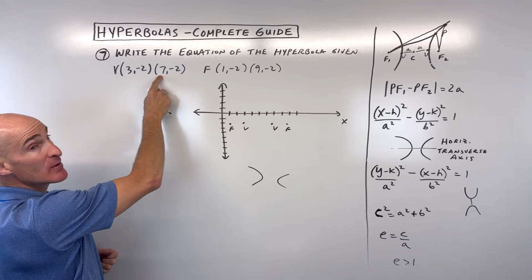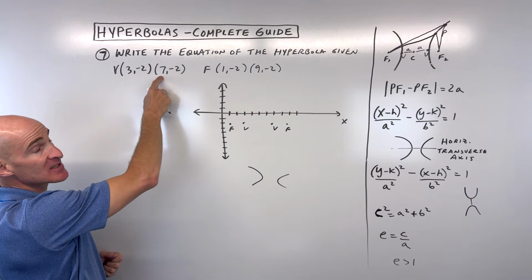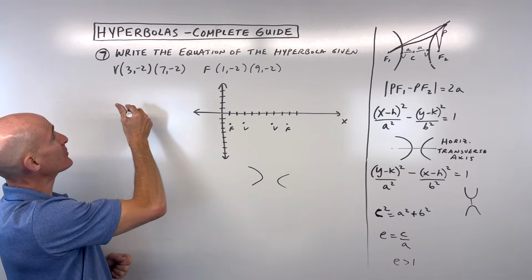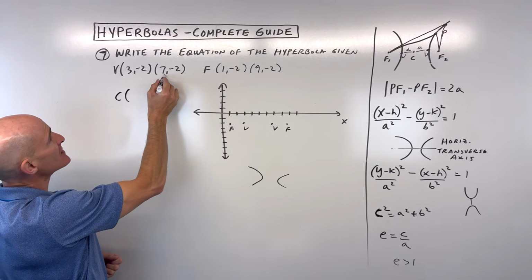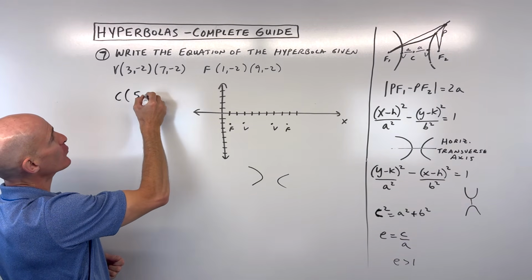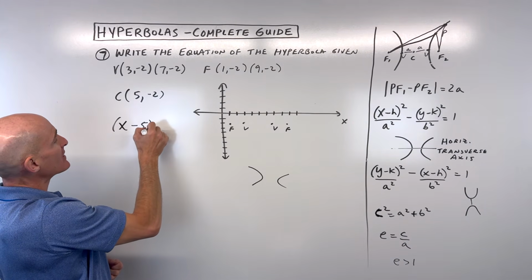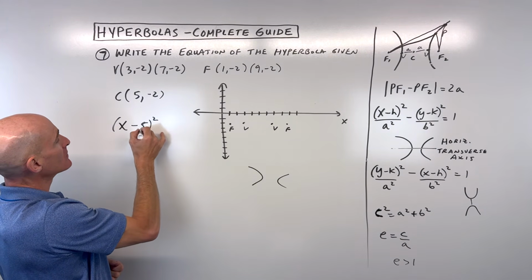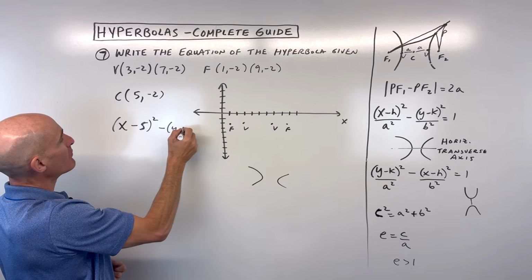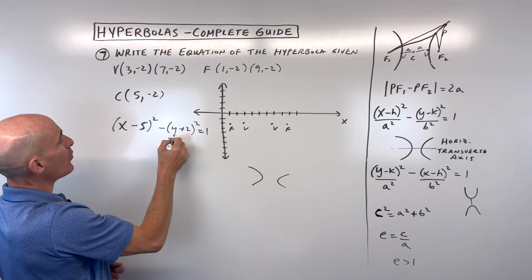We can do the midpoint formula by adding these x's together and dividing by 2, and adding the y's together divided by 2, which would give us 10 over 2, which is 5, and -4 over 2, which is -2. So now it looks like we're getting (x - 5) squared minus (y + 2) squared is equal to 1.